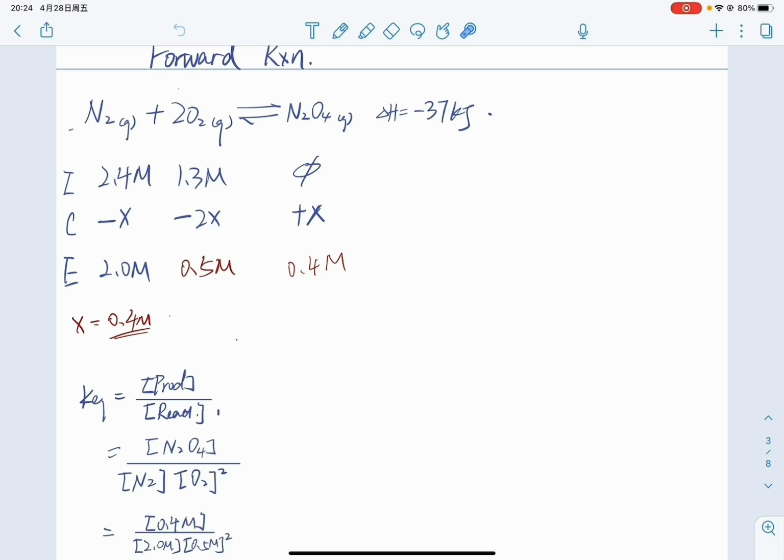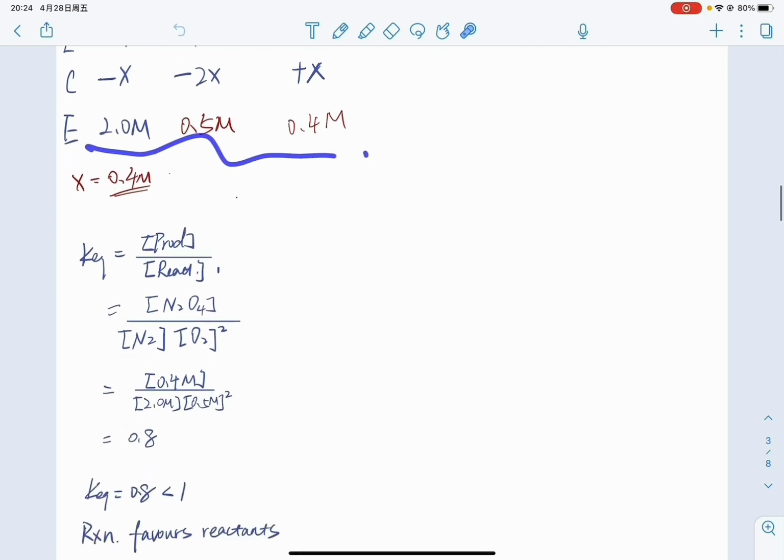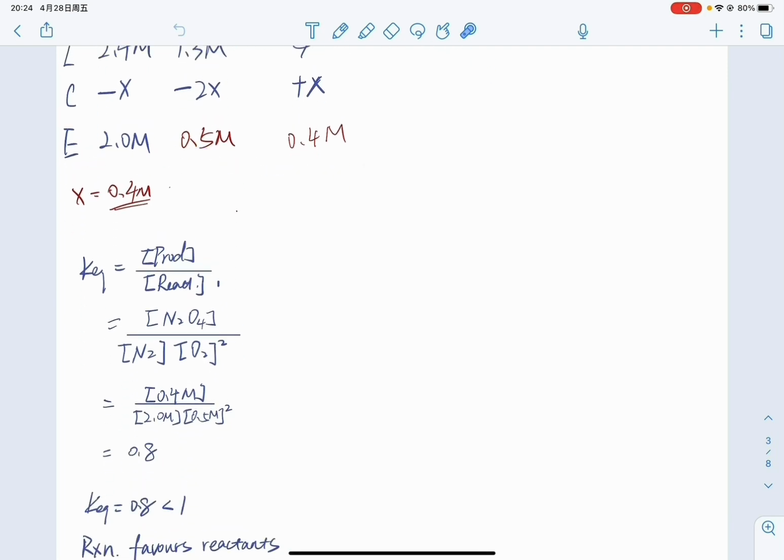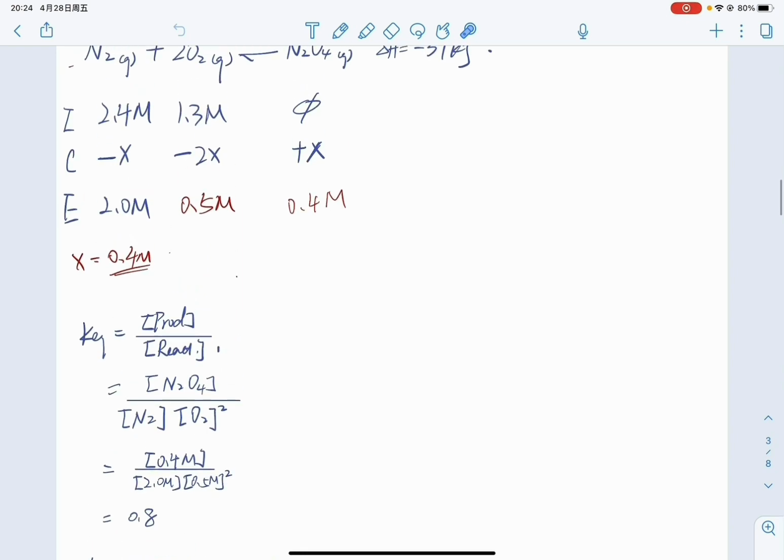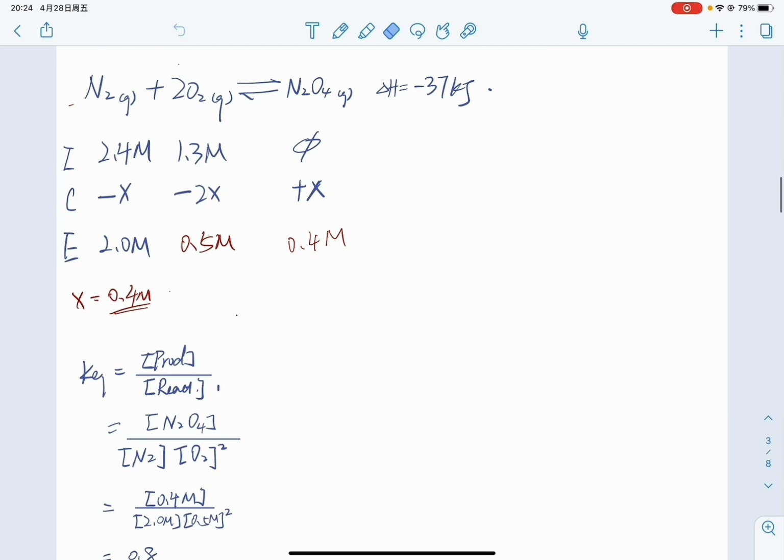N2O4 at equilibrium. After we get those concentrations, we put them into our KEQ equation to find our KEQ. The KEQ is basically the concentrations of products over the concentrations of reactants. For our products, only one of it is N2O4. But for the reactants, there are two: one is N2 and the other one is O2. We also need to know that the O2 has a coefficient of 2, so in this case we have to square the concentration of O2.